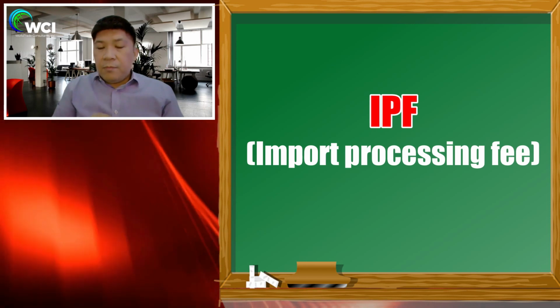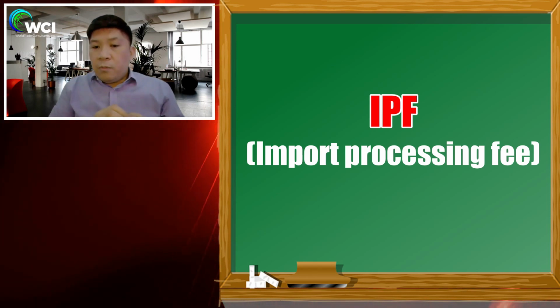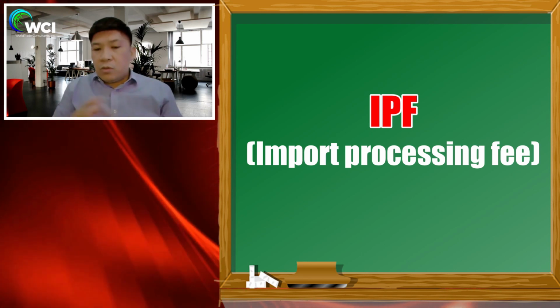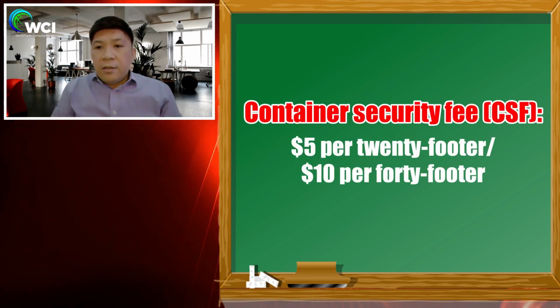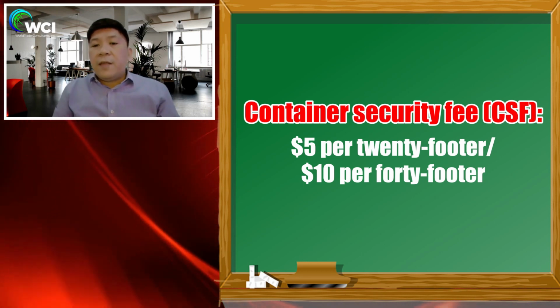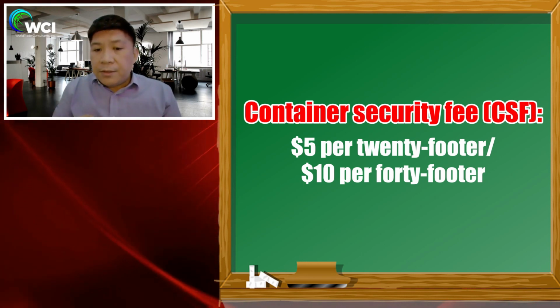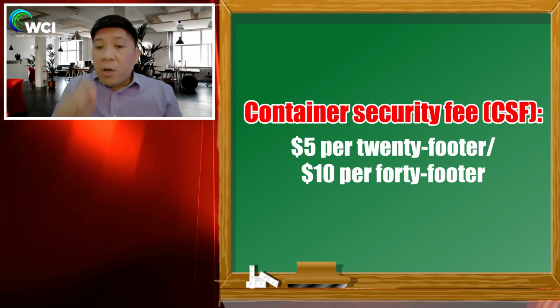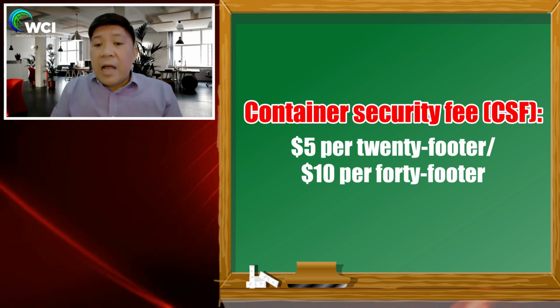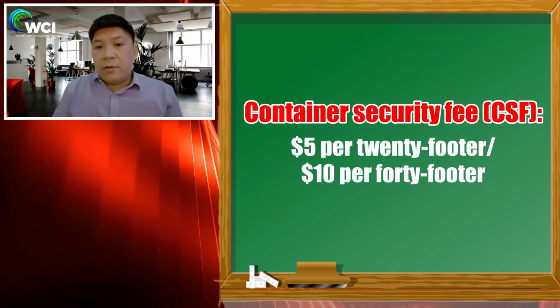Then, next item, if any lang po kung meron, excise tax. No? You have to indicate in your summary your excise tax. Next is your IPF. Okay? So, as discussed earlier, no? So, depende kung sa value ng goods nyo. Then next one, okay, the fifth one, you need to indicate your container security fee. Ano ba po yung container security fee or how much? That is $5 per 20 footer or $10 per 40 footer. Okay. So, yun po yung amount.